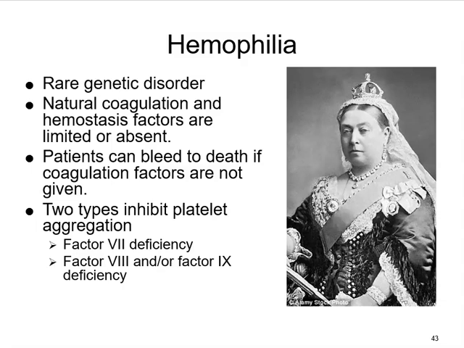So the problem with hemophilia is that the patient can actually bleed to death if they don't have those factors given. And there's a couple different types of hemophilia, which you talk about in probably pediatrics and also in some of your other medical surgical courses. So factor 7 deficiency, factor 8, and factor 9. So I put a picture of the queen here. This is her children. This is Queen Victoria. Many of her children had hemophilia, her boys.